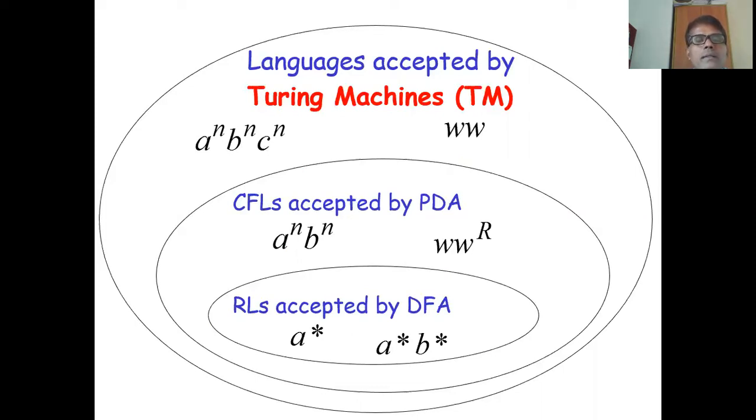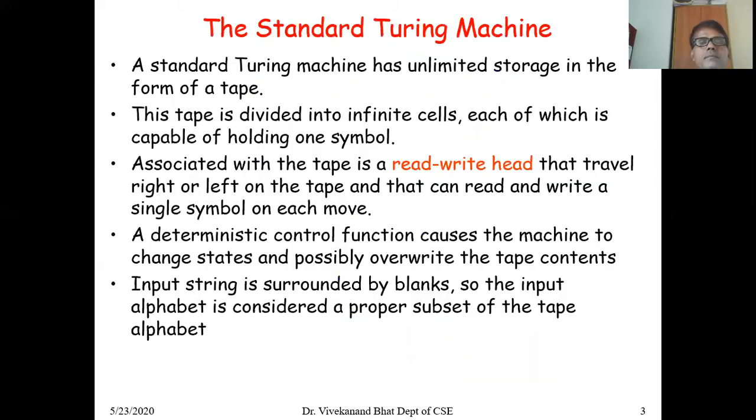You have already seen that context-free languages, that is a to the power of n, b to the power of n, palindrome, wwr, are accepted by pushdown automata. Regular languages, such as a star, a star b star, are accepted by DFAs. So what is this Turing machine?